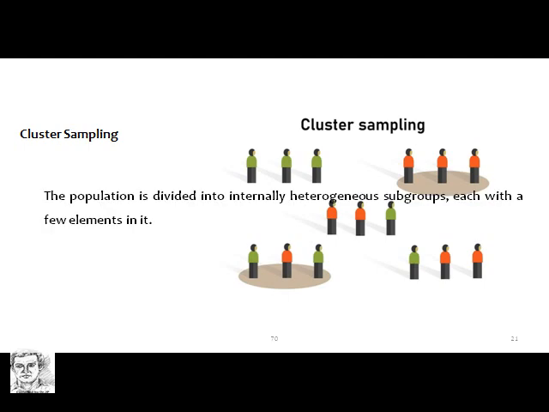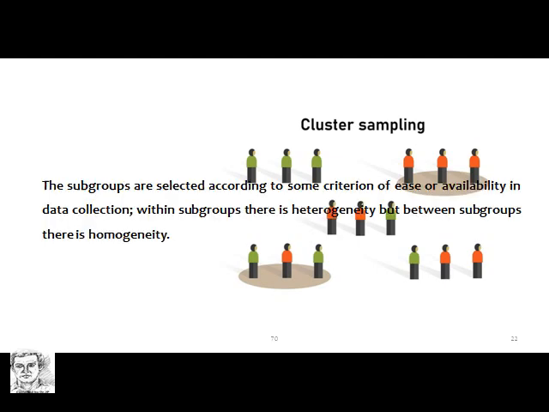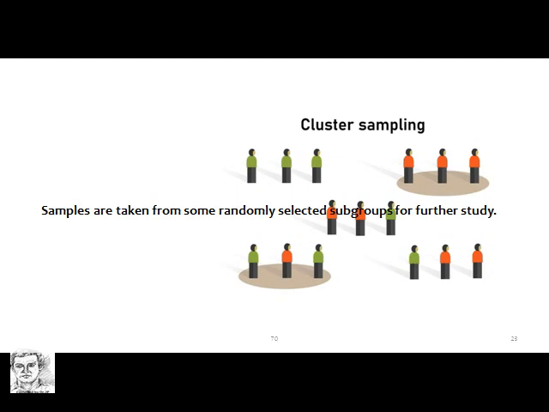Cluster sampling. The population is divided into internally heterogeneous subgroups, each with a few elements in it. The subgroups are selected according to some criterion of ease or availability in data collection. Within subgroups, there is heterogeneity, but between subgroups, there is homogeneity. Samples are taken from some randomly selected subgroups for further study.